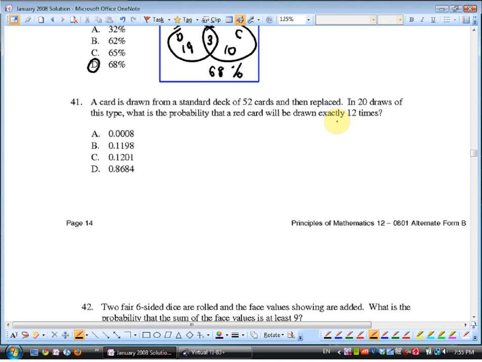Now, believe it or not, even though this is a card question, this is not a bucket. I know I've said card questions are buckets, but what they've done here is they're replacing the card each time, which means the odds never change. The odds every single time of a red card is 1/2. 26 out of 52, but I reduced it in my head. Hopefully I didn't lose you there.